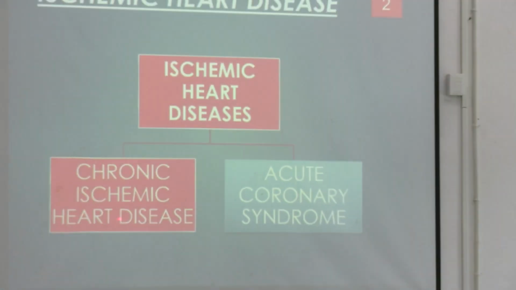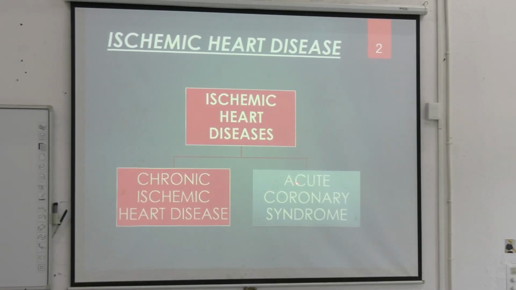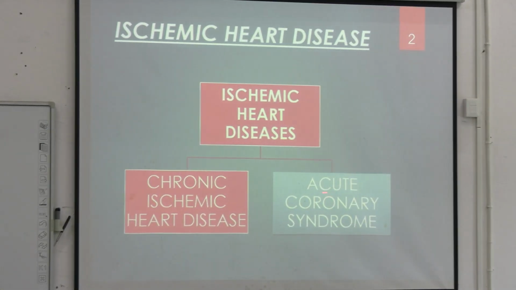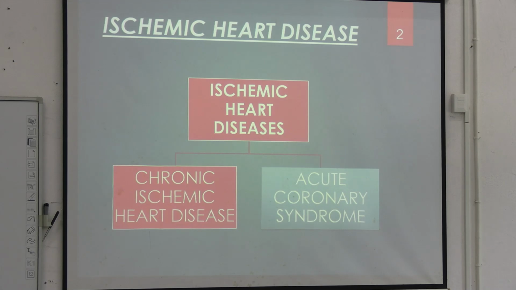Okay. So, ischemic heart disease grossly we can divide into two, that is chronic ischemic heart disease and acute coronary syndrome. This acute coronary syndrome part I will discuss in the next class. Today I will discuss chronic ischemic heart disease, its risk factors and pathophysiology.